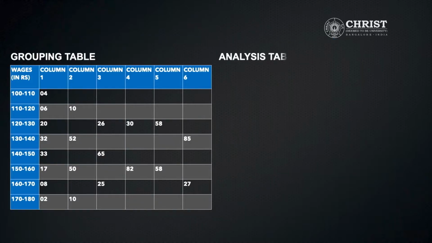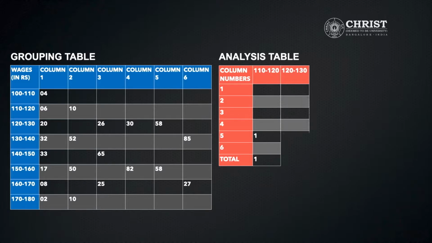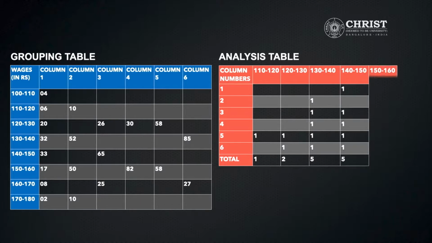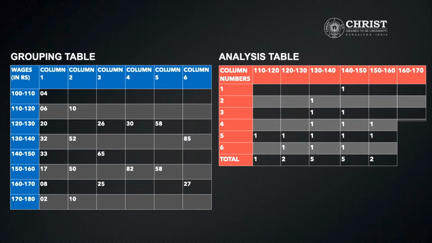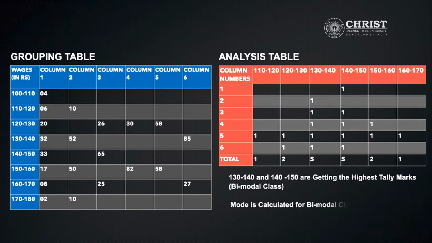Now the analysis table: wherever you got the highest frequency in the grouping table, we represent it in the analysis table. You will see that 130 to 140 and 140 to 150 get the highest frequency of 5 each. That means this is a bimodal class. So we cannot use the equation or computation we used for the previous problem. Now the equation is different. Mode is calculated using the equation 3 median minus 2 mean.